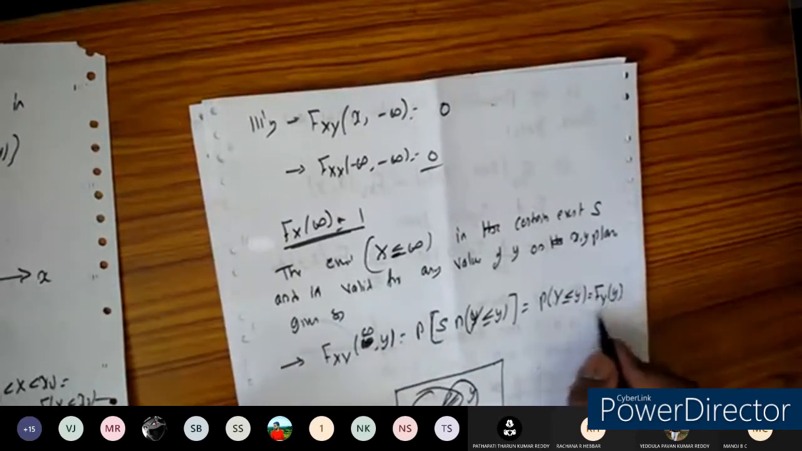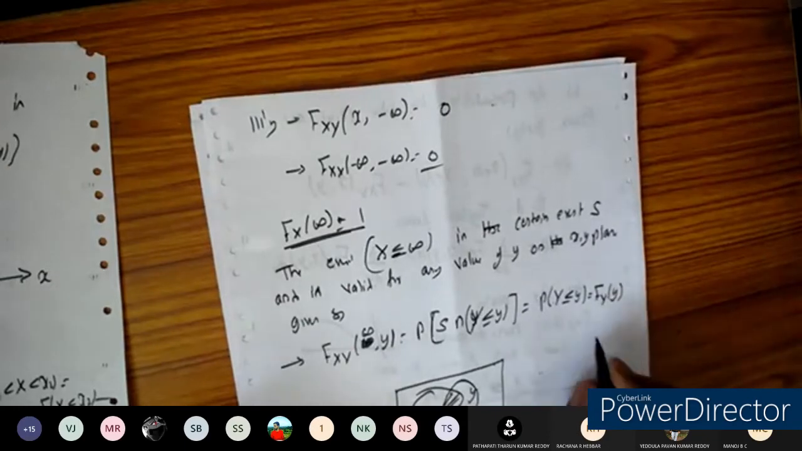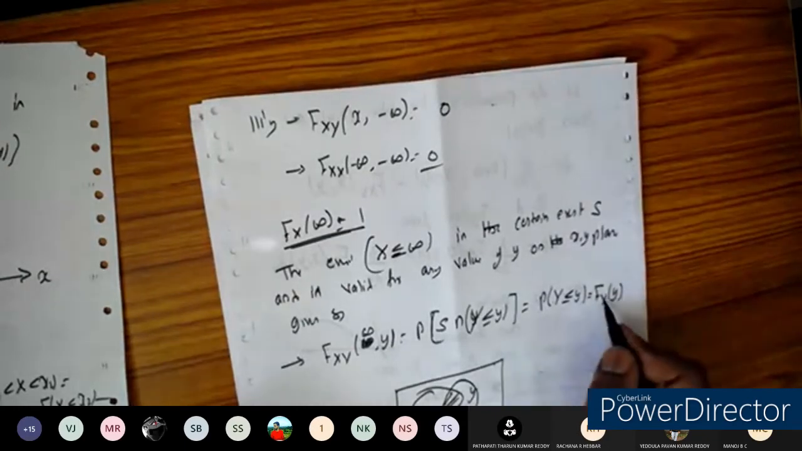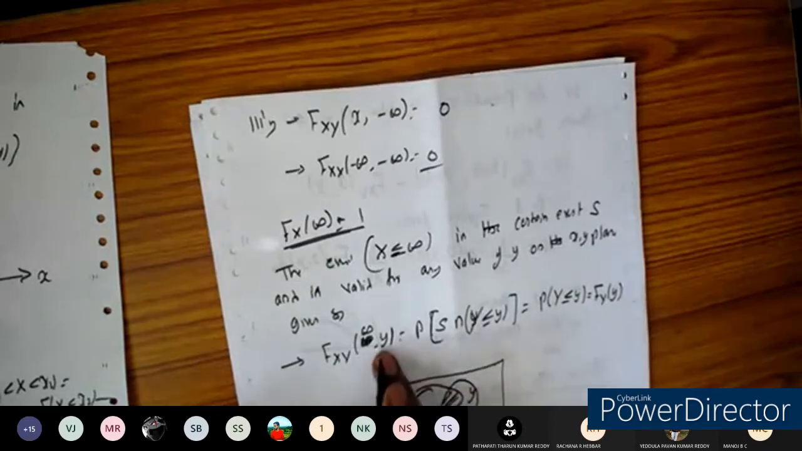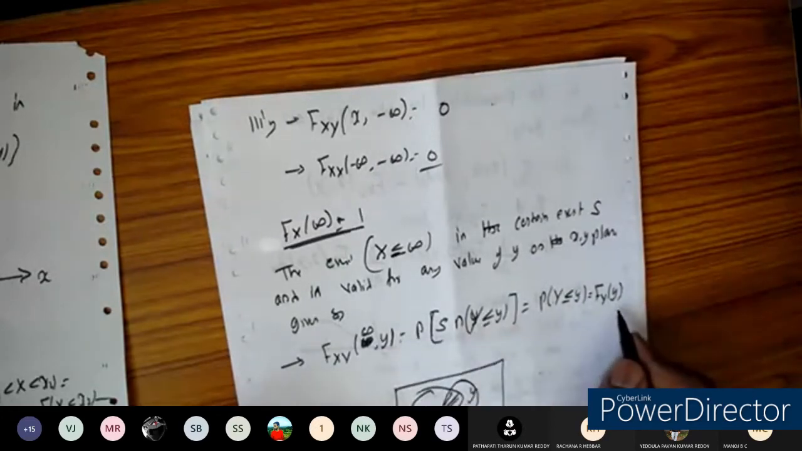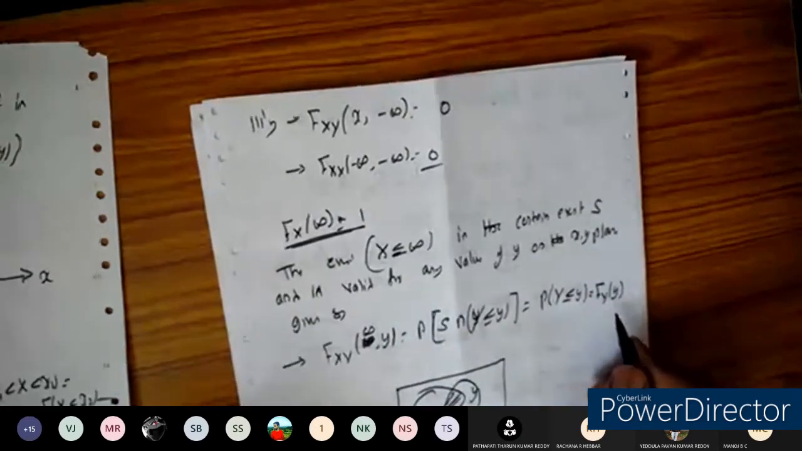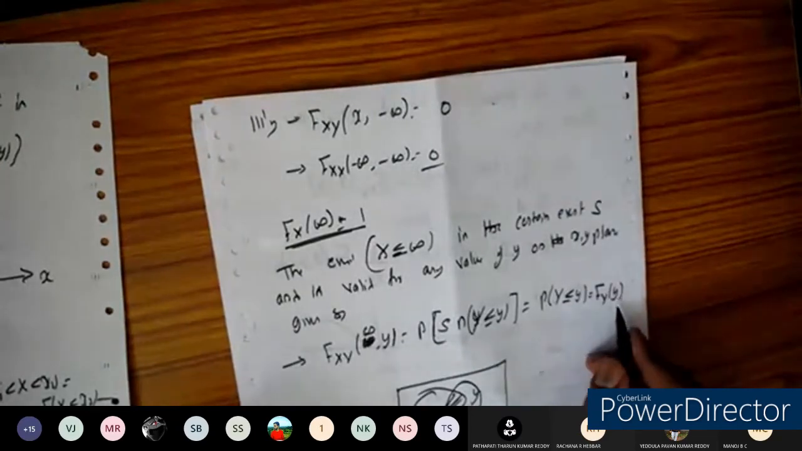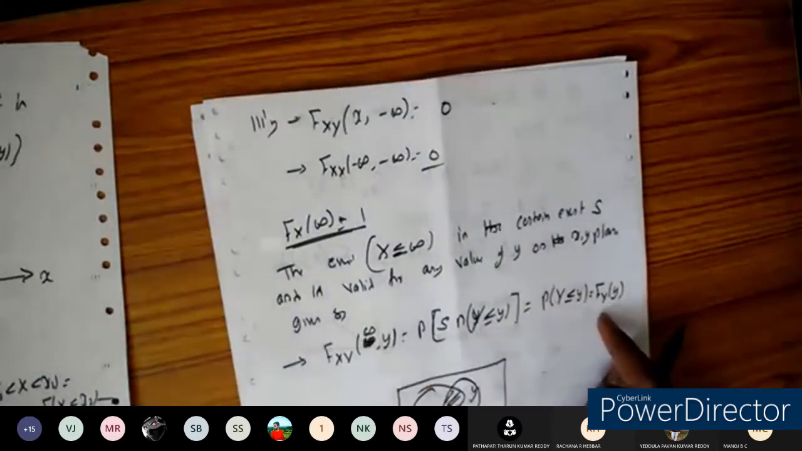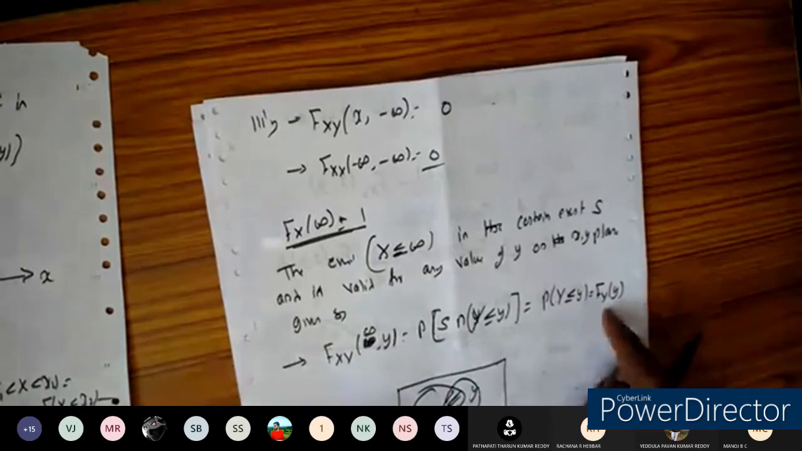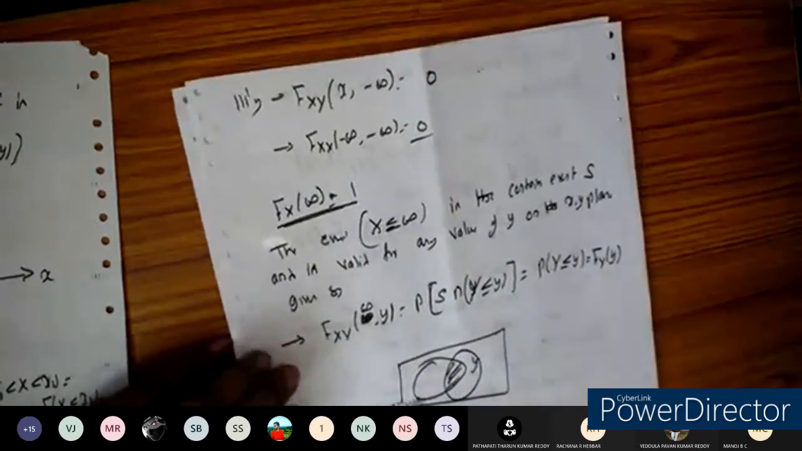Such probabilities we are going to call the marginal probabilities. So this F_Y, which is obtained from the bivariate random variable, we are going to call a marginal probability, or marginal CDF, because it is a CDF. Similarly, we can extend this one further.